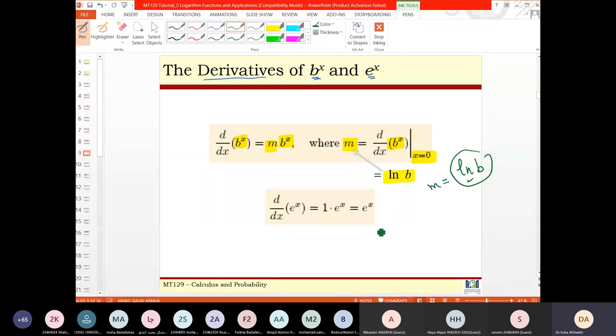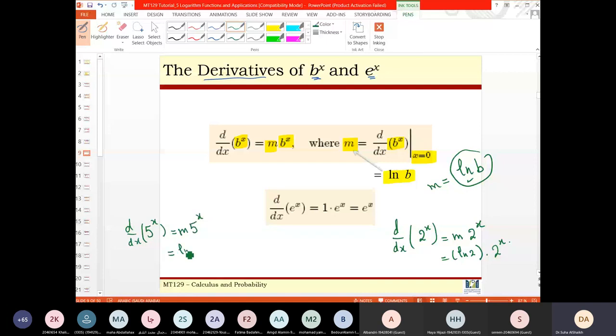For example, if I ask you to find me d by dx ل 2 to the power x, it's equal to m times 2 to the power x. And what is this m? This m is nothing but ln 2, and this multiplied with 2^x. What if I said find me d by dx of 5 to the power x? This equal to m times 5 to the power x, and what is m in this case? It is ln 5 multiplied with 5 to the power x. ln 5 أجيبها بالcalculator. ماشي?